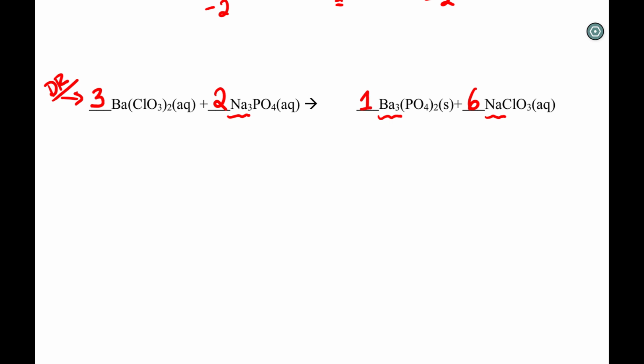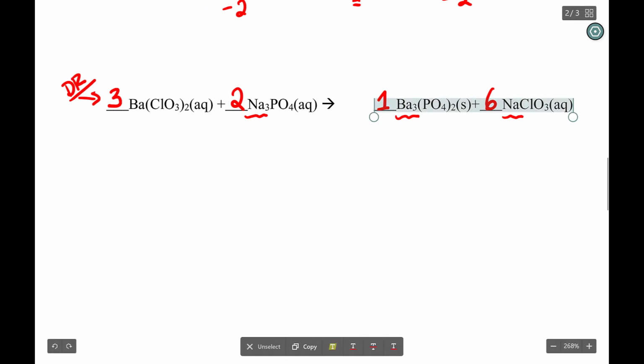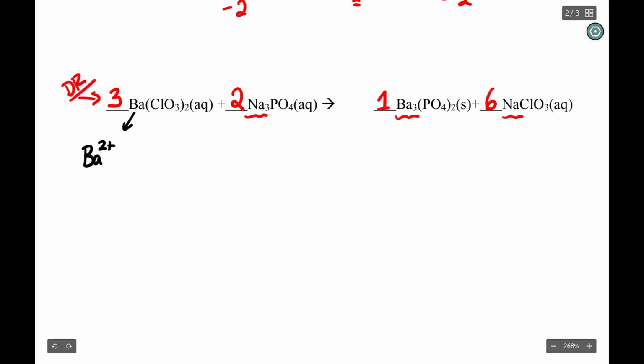Okay. The next thing we're going to do is we're going to make a full ionic equation. So I'd like you to pause the video now and try to write out a full ionic equation for this double replacement. Now that you had a chance to try it, let's see how well you did. So starting over here, I have a barium ion. So this is Ba2+ aqueous, but I can't forget that it has a coefficient of 3. So it's 3 times 1 of these. I have to include that 3 there.